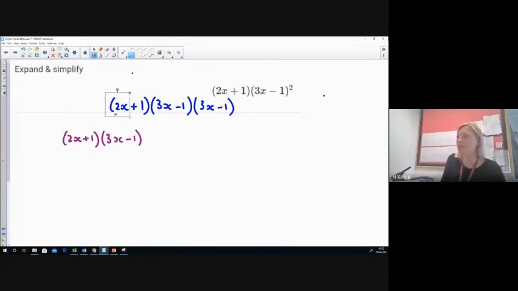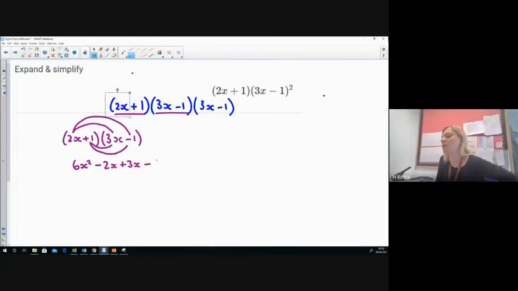Okay, so first thing we're going to do is take these first 2 brackets and expand them. So 2x times 3x. Now we need to do 2 times 3 and x times x here. So that's going to be 6x squared. Then 2x times minus 1 is minus 2x. Then 1 times 3x is 3x. And 1 times minus 1, which is minus 1.